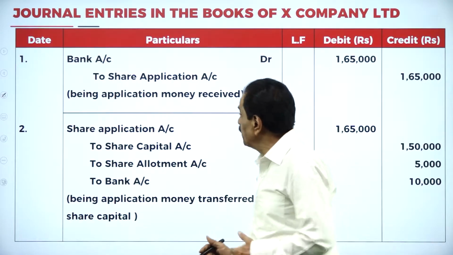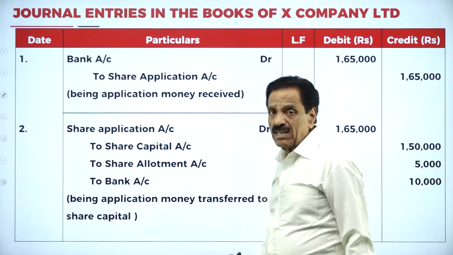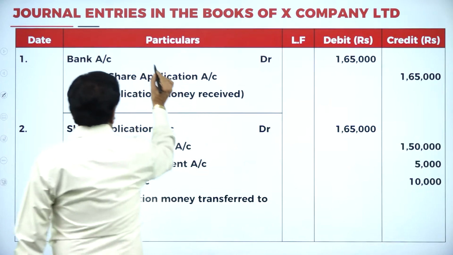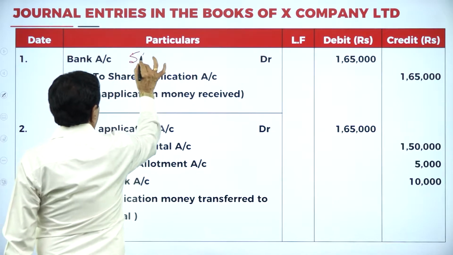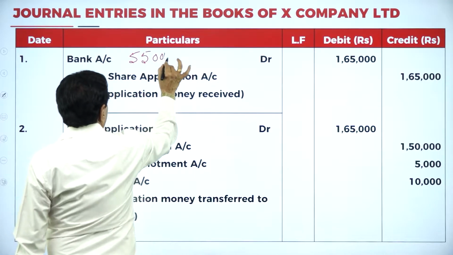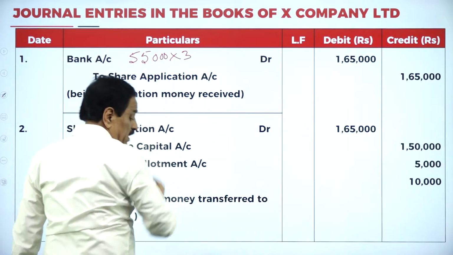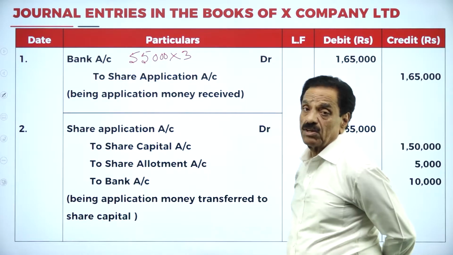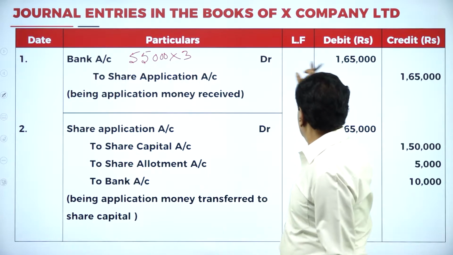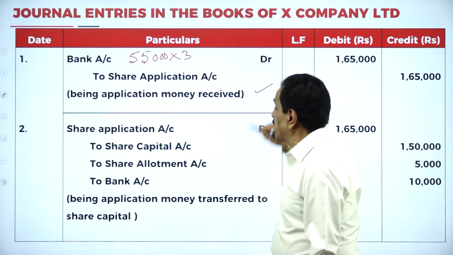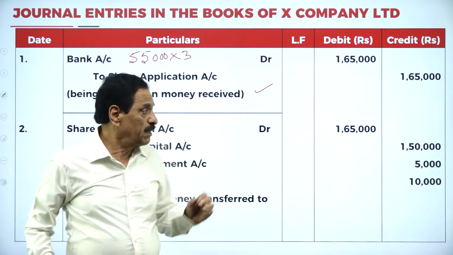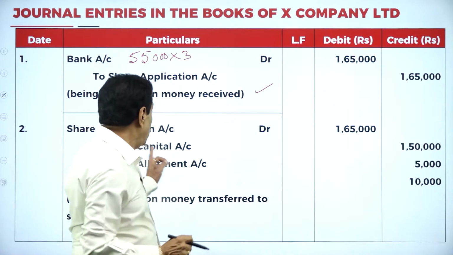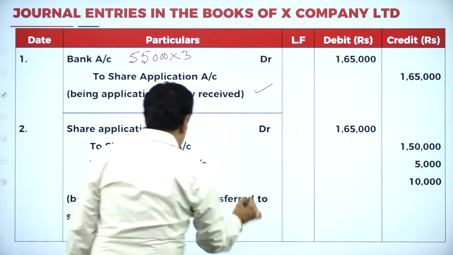Here, the first entry: bank account debit 1,65,000 to share application account. How many applications did we receive? 55,000 applications received at the rate of 3 rupees. So you received 1,65,000. Out of share application, what's the entry? Bank account debit to share application. Share application account debit to share capital.